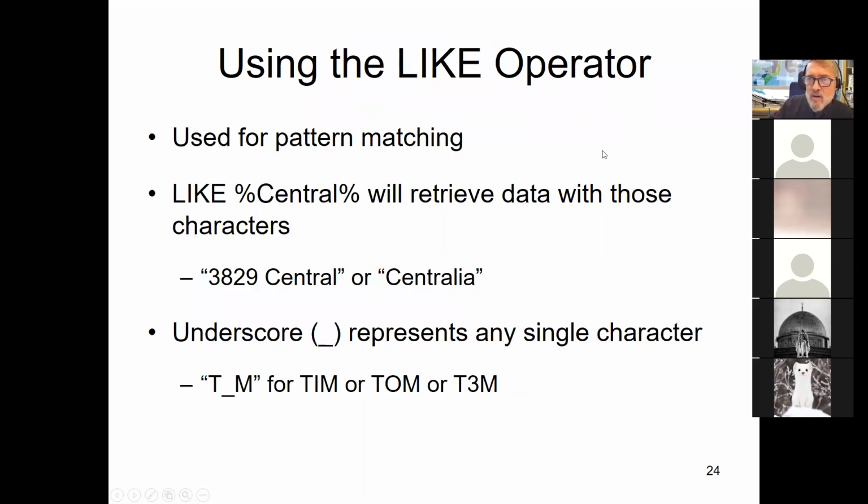The LIKE operator allows us to use wildcards so that we can get, for example, all the values that start with A or all the values that have central in the middle of them. So this has got a percent on either end. The percent at the start means that we don't care what happens before central, as long as central's there. The percent at the end means we don't care what happens after central, as long as central's there. So for example, this would return a value 3829 Central or the value Centralia. As long as central is there, it will show it.